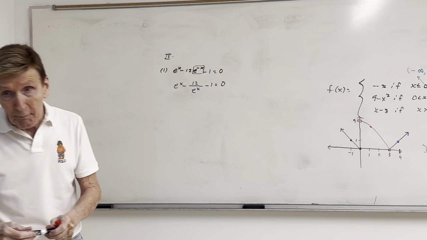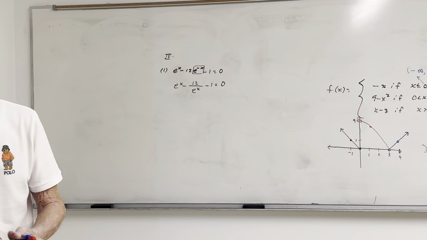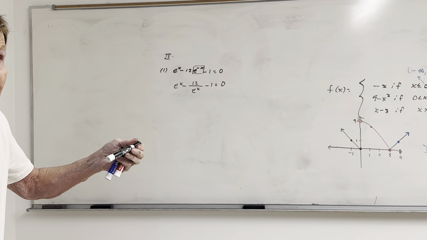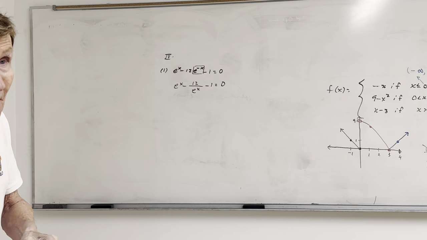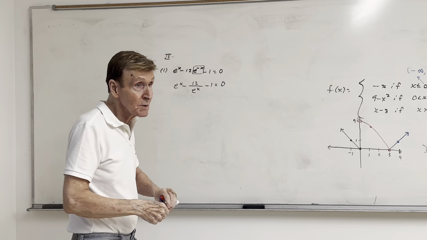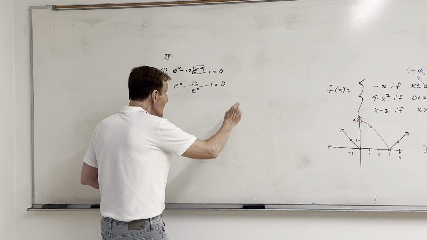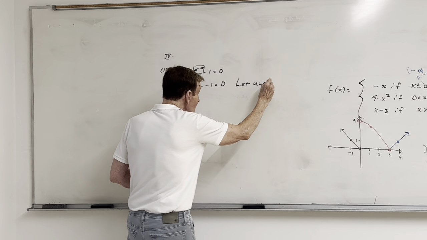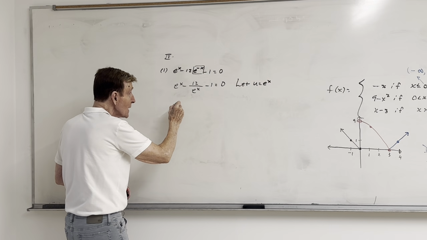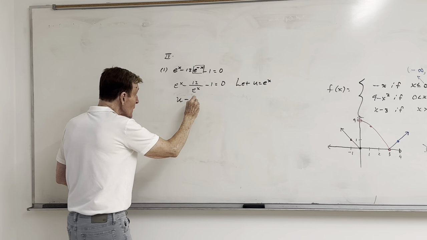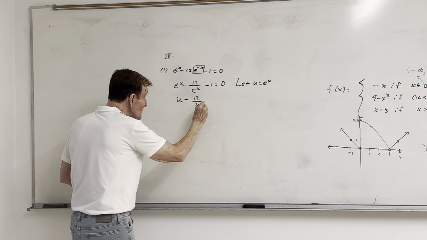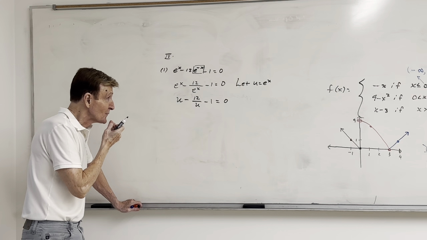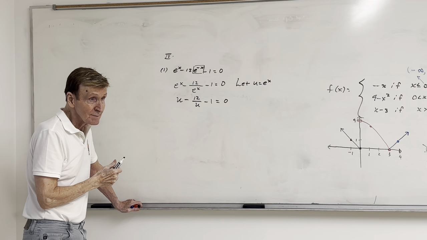Now, what are we going to do from there? Is it time to let something be u, or do you want to do something else with it? Melanie? Let u be e to the x, right? So you want me to do this at this point. To make it look like this, guys, it's going to be u, subtract 12 over u, minus 1 is equal to 0. Makes it look a little bit better to deal with. Now what?